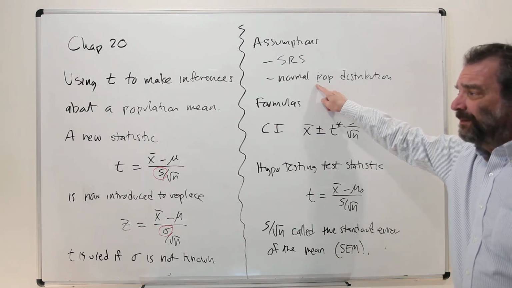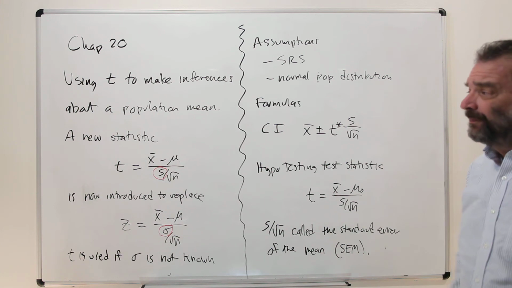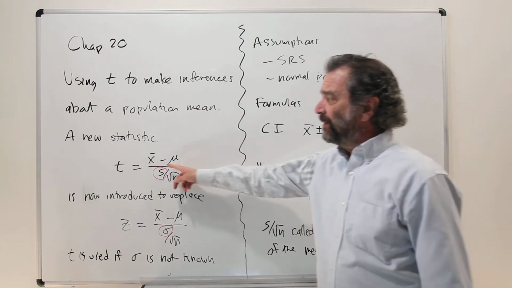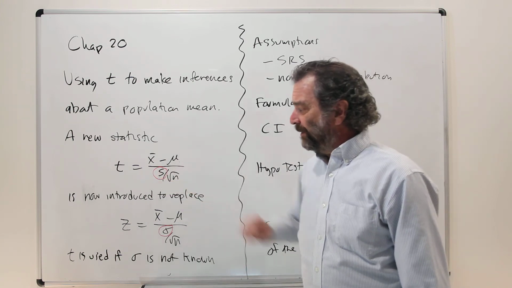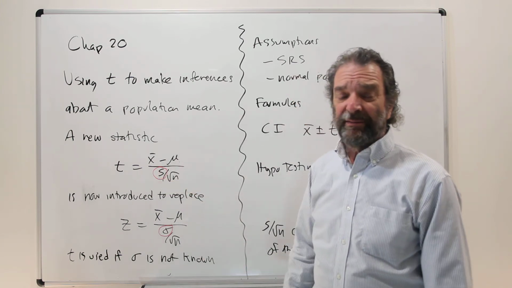Why do we need normality? Well, we need it if the sample size is small, because if the sample size is large, then x bar will be approximately normal. We know that by the central limit theorem. And S will be close to sigma, and we'll really pretty much have Z if the sample size is large.